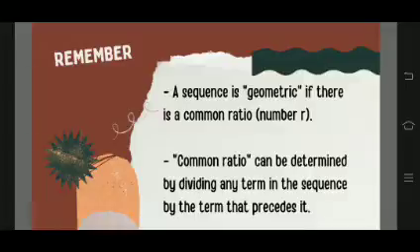Remember that a sequence is geometric if there is a common ratio, which is represented by the number r. A common ratio can be determined by dividing any term in the sequence by the term that precedes it. Unlike in an arithmetic sequence, where we subtract the term and the term before it, in a geometric sequence we divide the term by the term that precedes it. Remember that it is only a common ratio if the ratio between all the terms is the same.